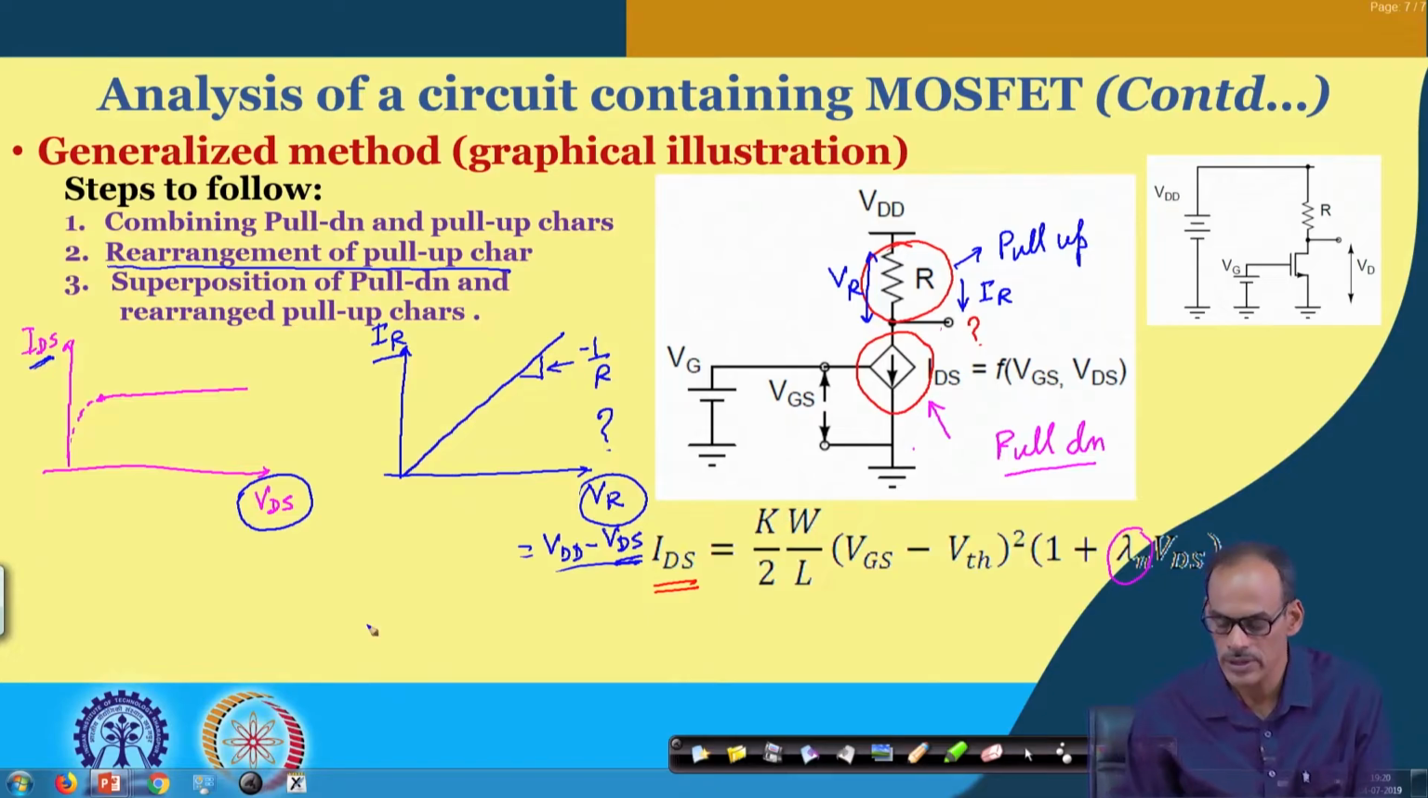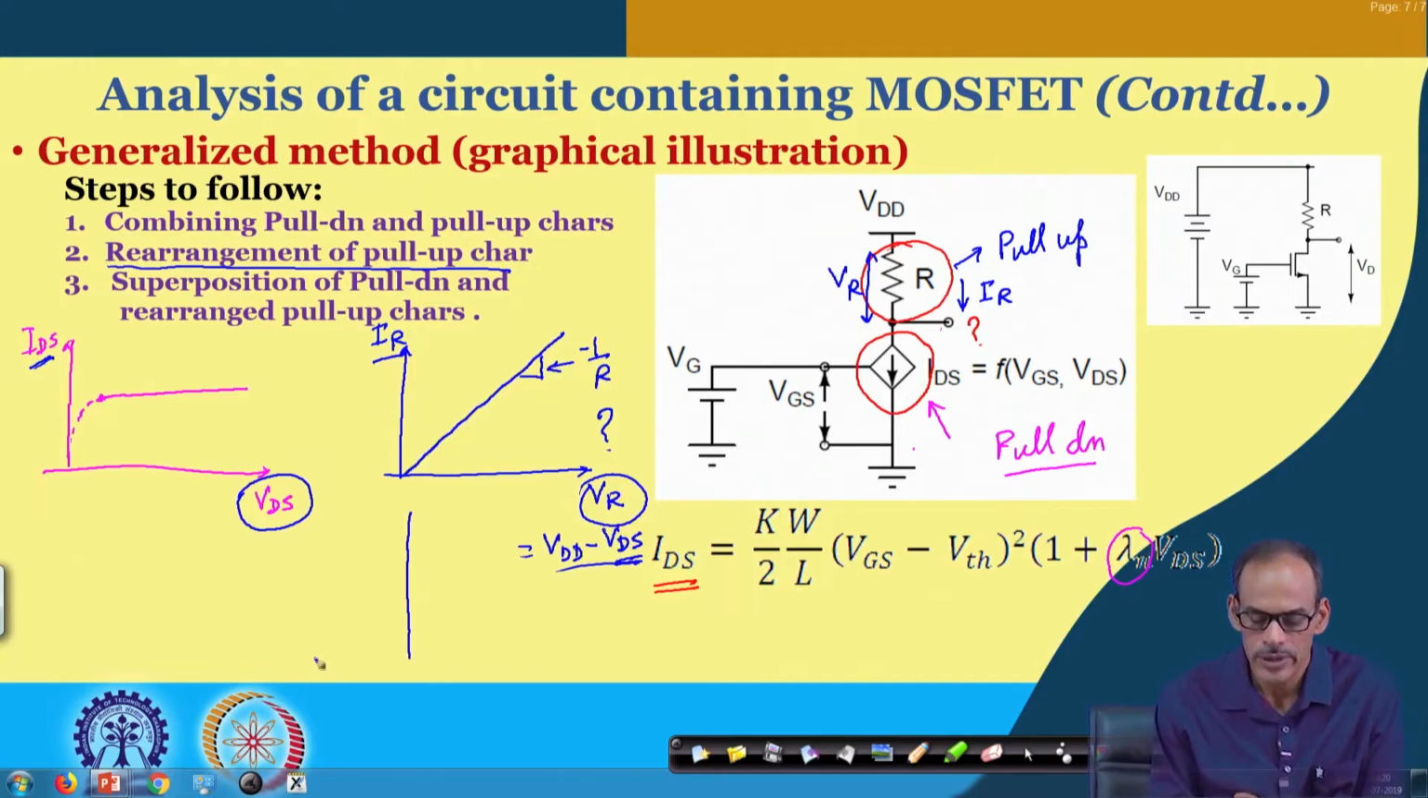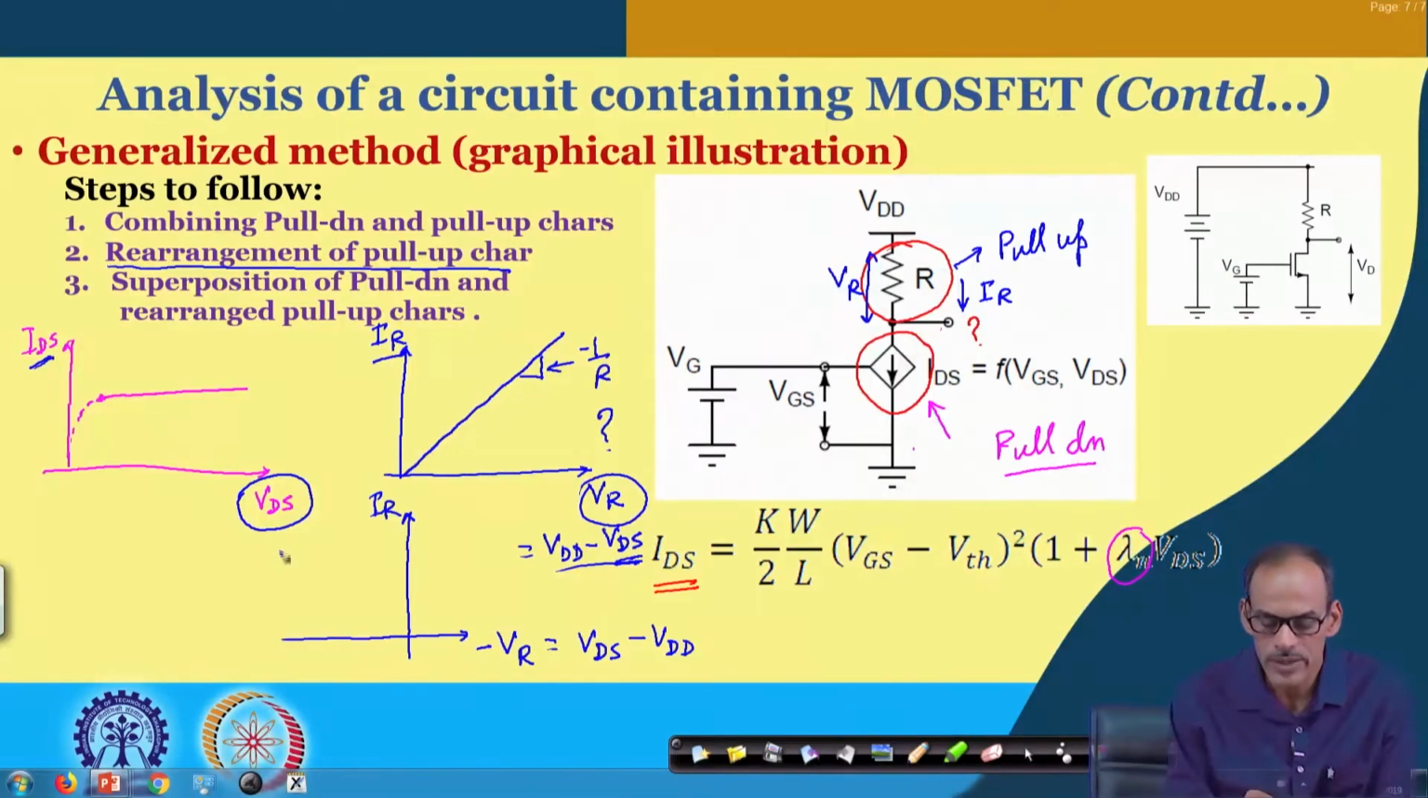Similar to the BJT circuit, first we flip this characteristic, namely we plot the IR versus minus VR characteristic, which is equal to VDS minus VDD. That gives us the characteristic of the resistor, it is going to the second quadrant. This slope, sorry, this will not be minus, this will be plus. Here the slope will be minus 1 by R.